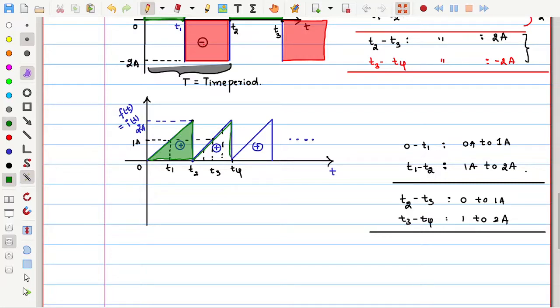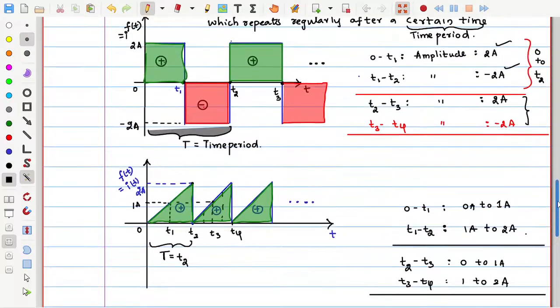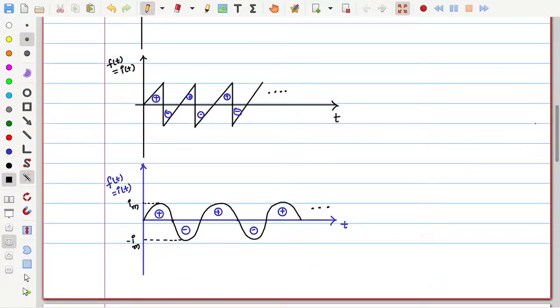This is the triangular shape pattern. Again the same triangular shape pattern is going to be repeated. Now how much is the time duration occupied by this triangular shape? That is the time period. So tell me, how much is the time period? T, 0 to T2, sir. Exactly. So we can directly write T2 minus 0 is the duration. So we can write T is equal to T2. Capital T means time period. Clear? Right.